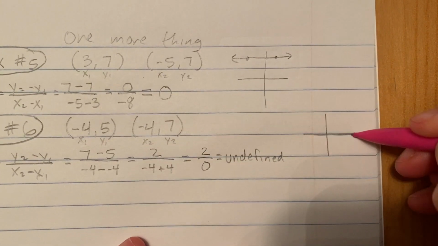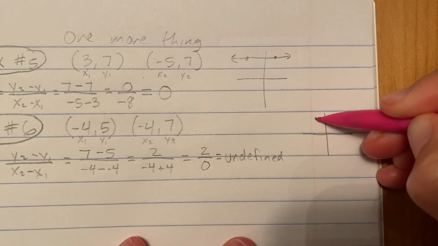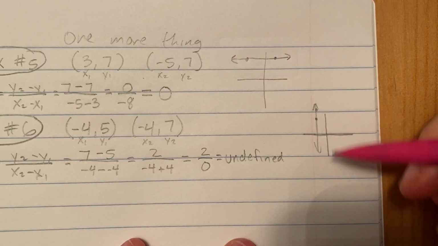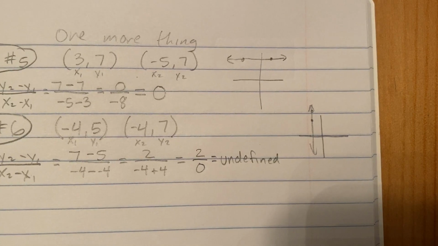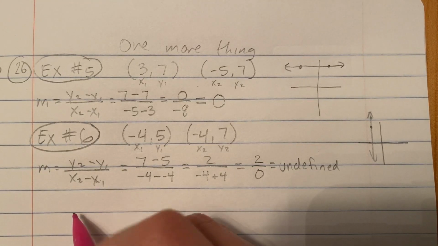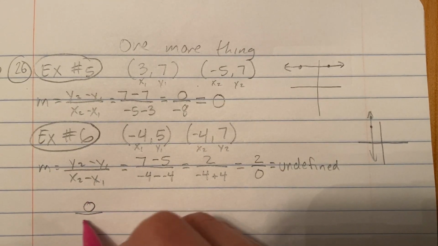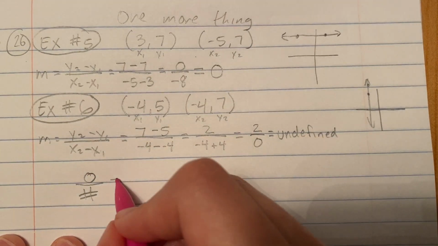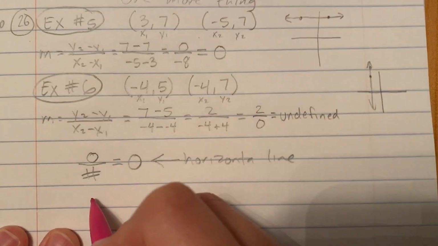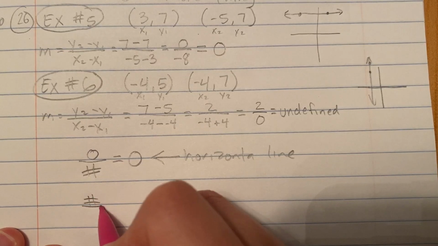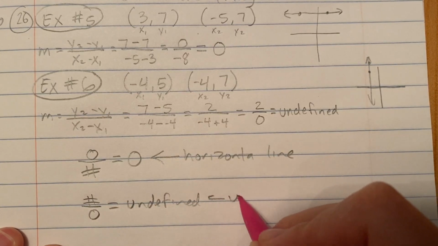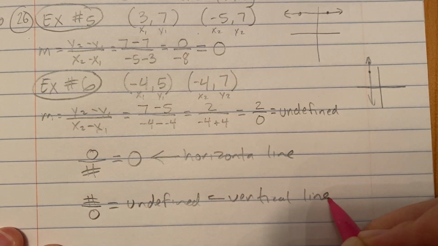And again, if you can imagine these points, this is negative 4, 5, and negative 4, 7. And we can see that the line that goes through these 2 points is a vertical line. And we know that the slope of a vertical line is undefined. All right, so that's the last thing you need to know about slope formula. To sum it up, if you have 0 over any number, that equals 0, and that is a horizontal line. But if you have a number over 0, that is undefined, and that tells you you have a vertical line.